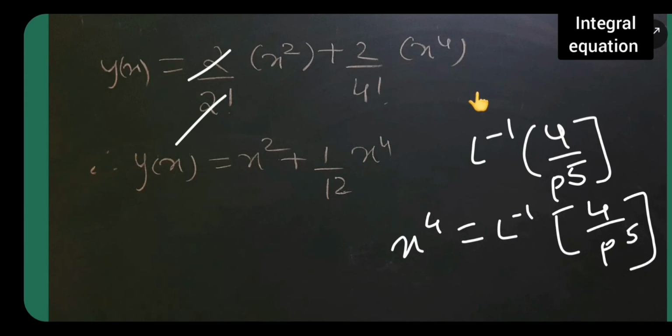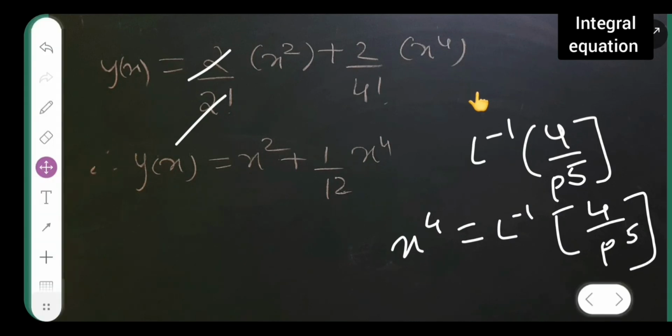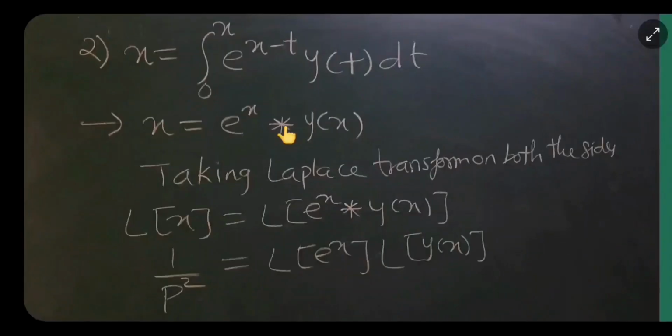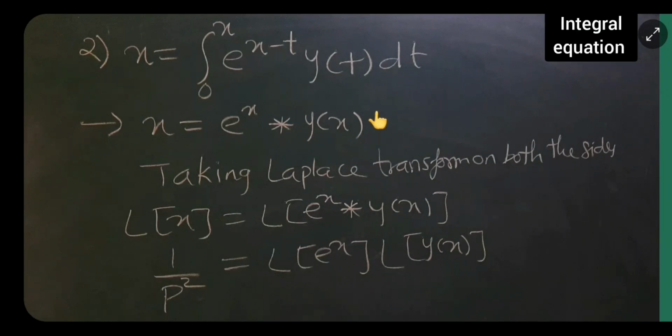Now let me do the next problem, the other one. So now I will be dealing with the second problem, the last example of today's lecture: x = integral from 0 to x of e^(x−t) y(t) dt.